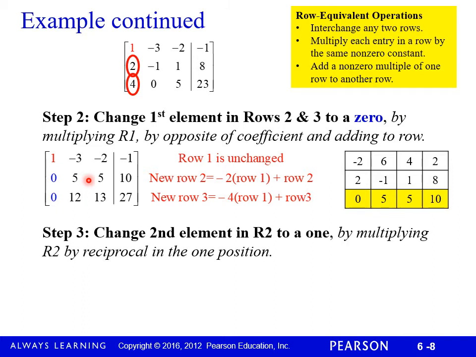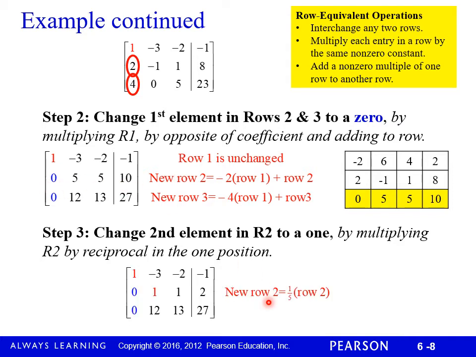Now, ones are easy to create because all we have to do is multiply. Remember, we can multiply each entry in a row by a non-zero constant. And when you multiply a number by its reciprocal, you get 1. The reciprocal of 5 is 1/5, and 1/5 times 5 is 1. So we're just going to multiply this entire row by the reciprocal of the number in the position where we want a 1. We will do this every time we want a 1. Ones are the easiest thing to create because we only need to do multiplication of a row.